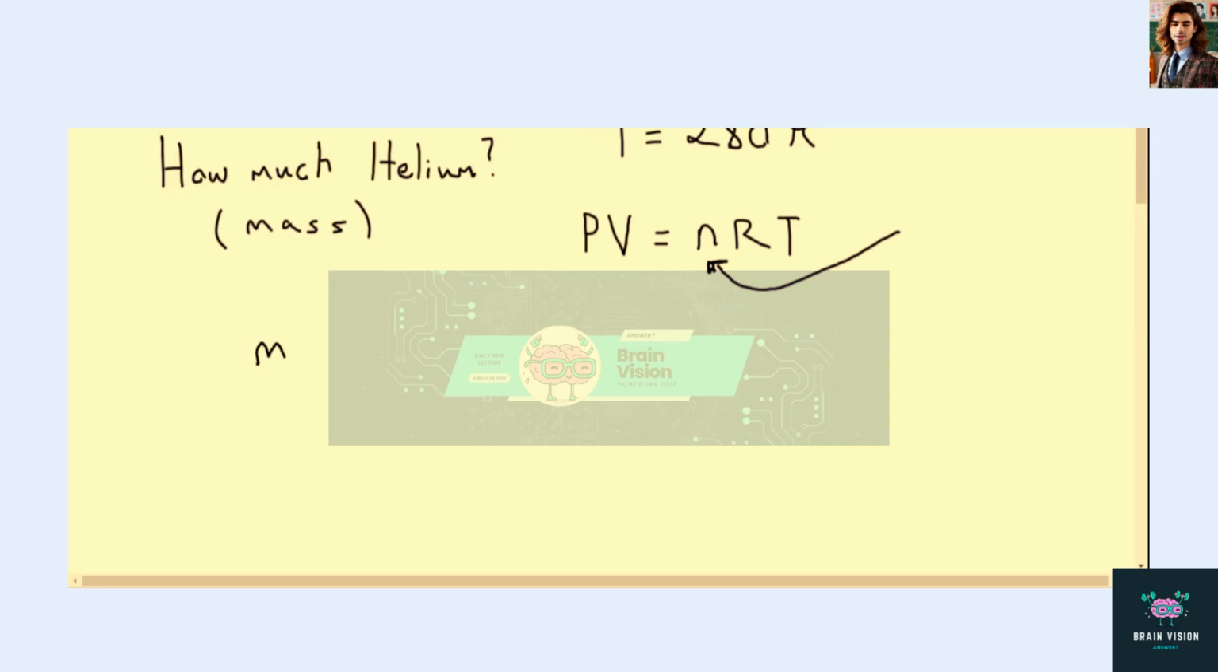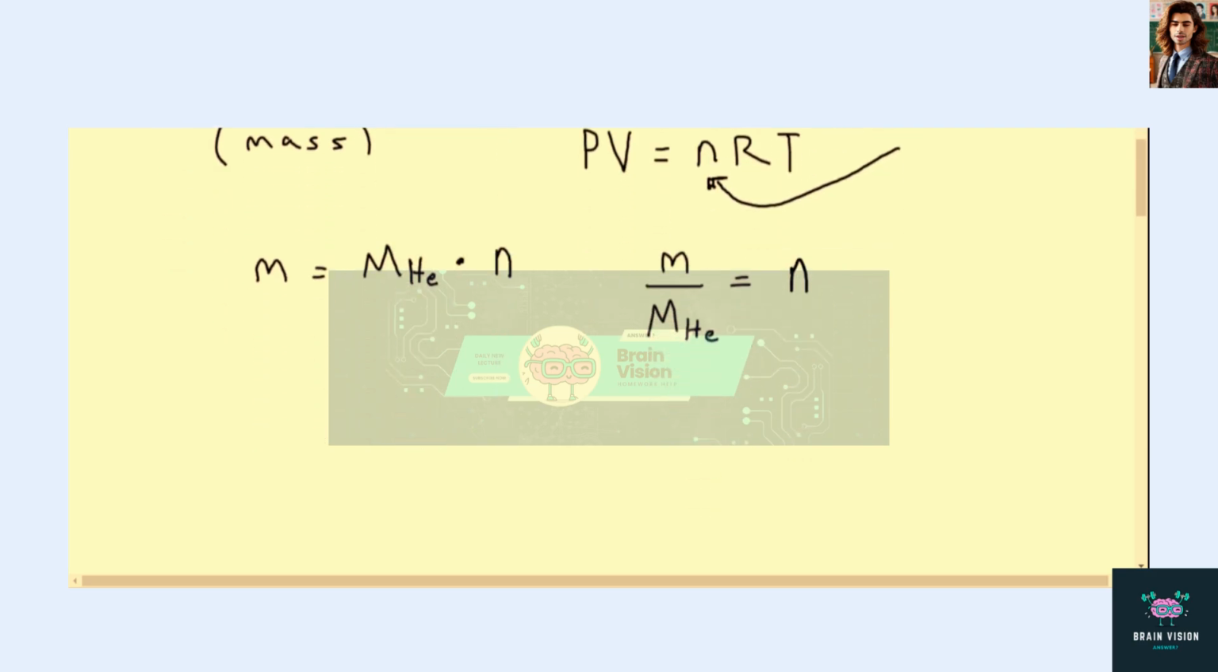The total mass of our gas is going to be the molar mass, big M, of helium times the number of moles of helium, n. So if we solve for n by dividing both sides by the molar mass, we can substitute this in for the number of moles in our ideal gas law, and then solve for little m. Let's go ahead and do that.